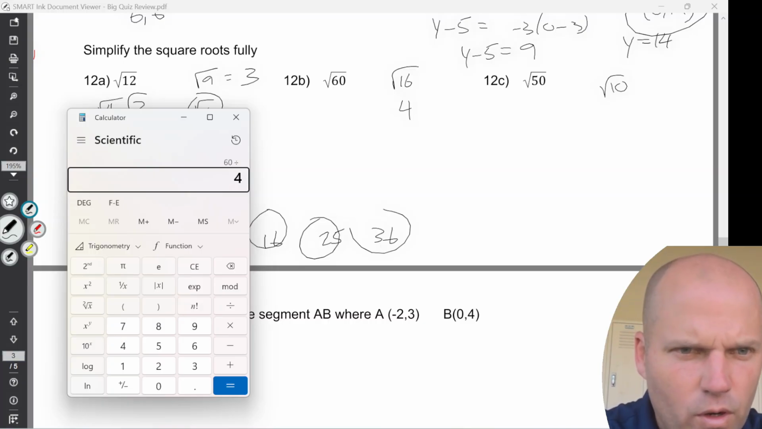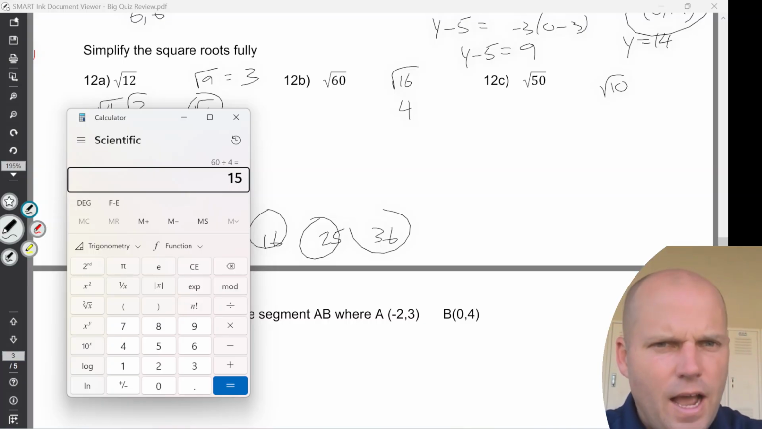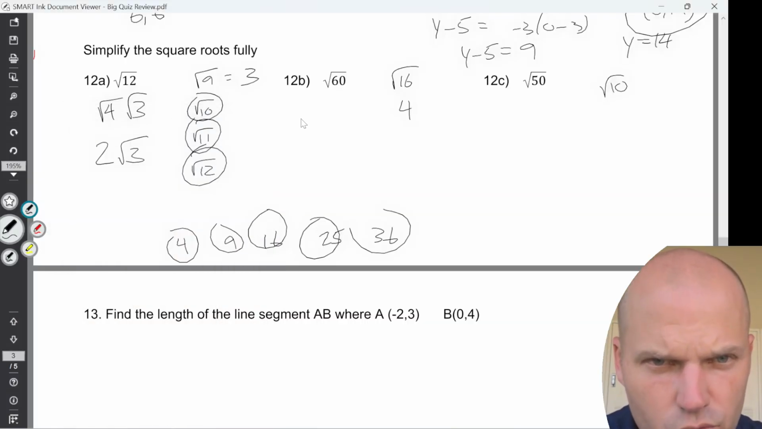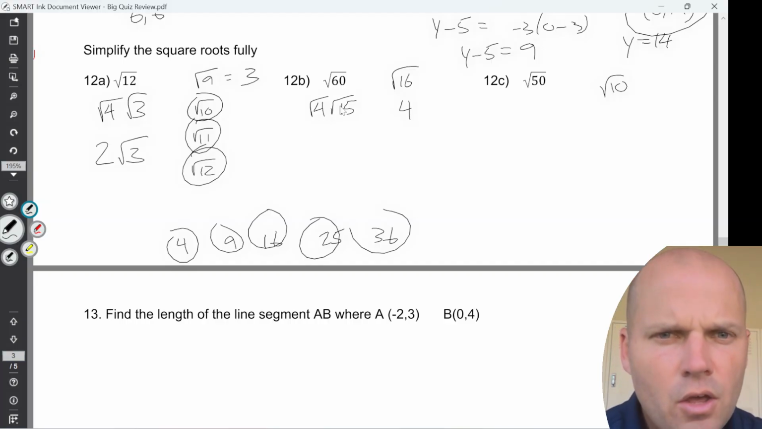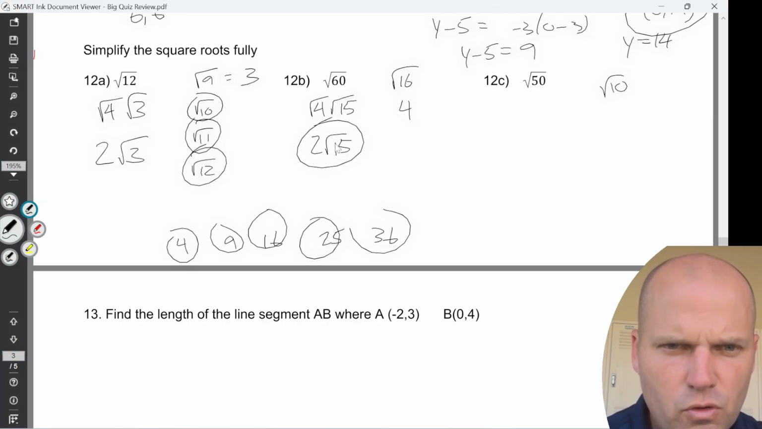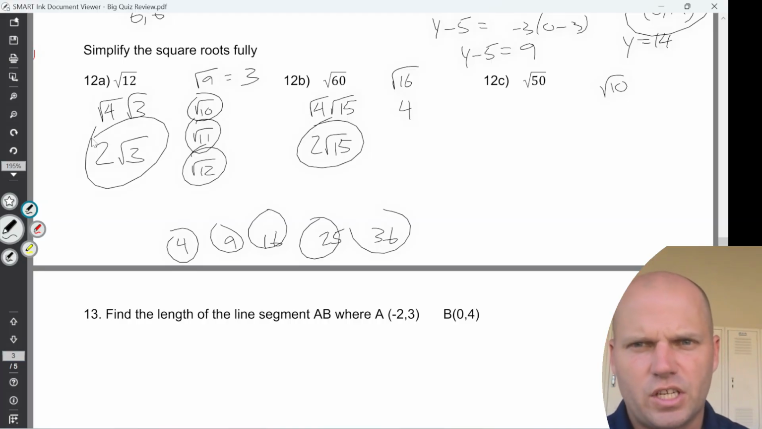60 divided by 4 is 15. I know that 4 times 15 is 60. So root 4 root 15 is root 60. Root 15 does not have 4 or 9 or 16 or 25 in it, so this cannot be simplified, but the square root of 4 is 2. 2 root 15 is the simplified root 60.